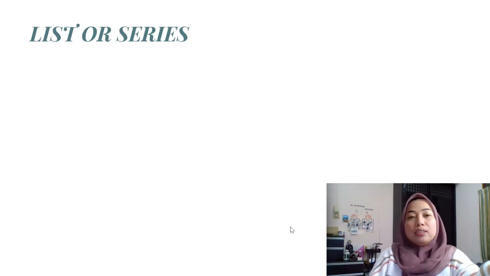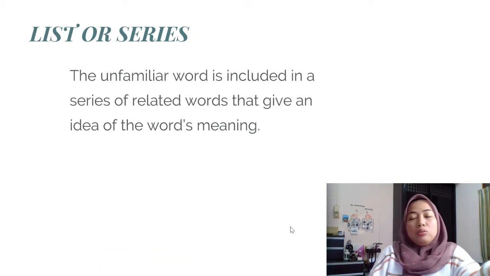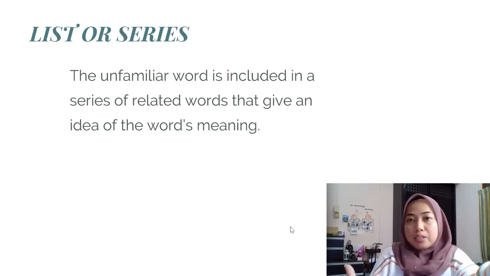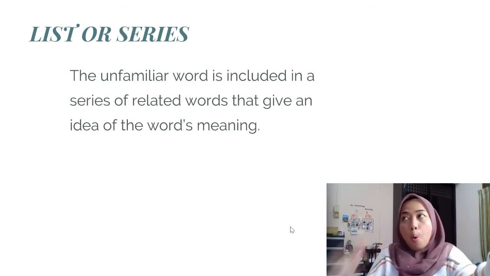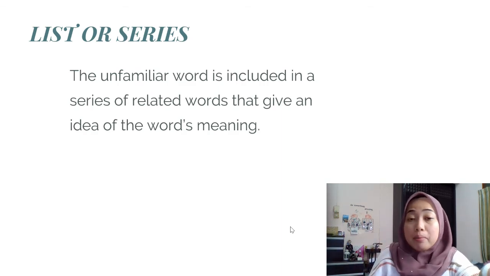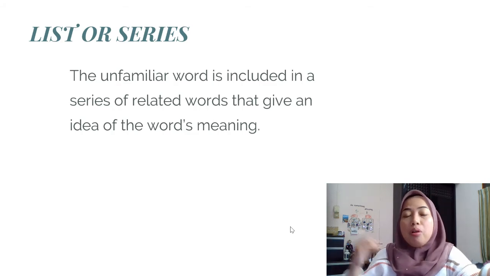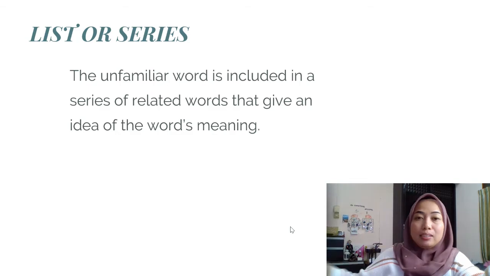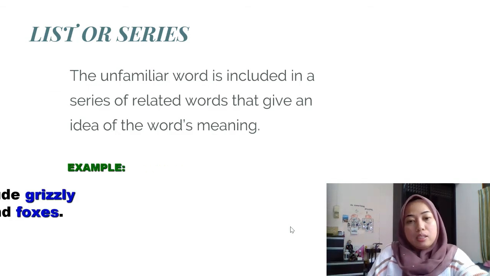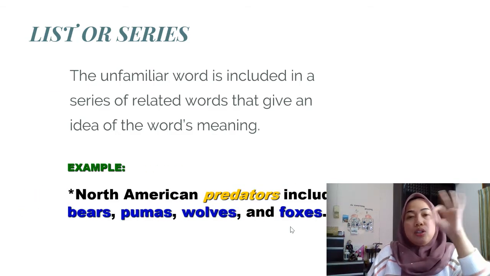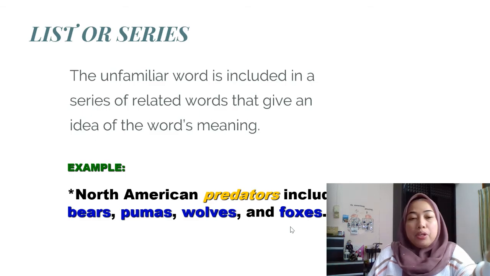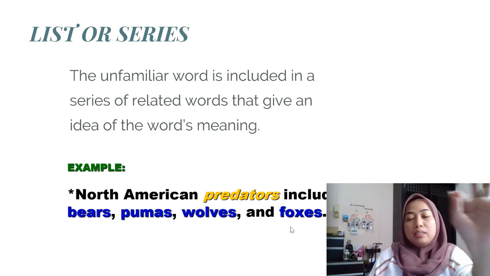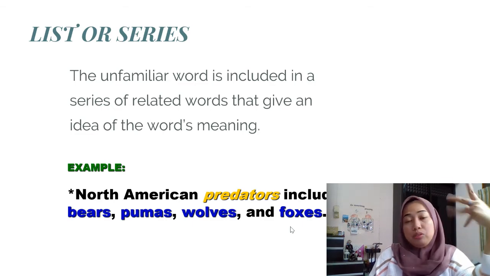Now we have lists or series. Sometimes if you want to make people understand what you mean by certain words, or if you read a book and you don't know what it means, sometimes the author or the writer might give you an idea by providing a series or a list. Let me give you an example over here. North American predators include grizzly bears, pumas, wolves, and also foxes.